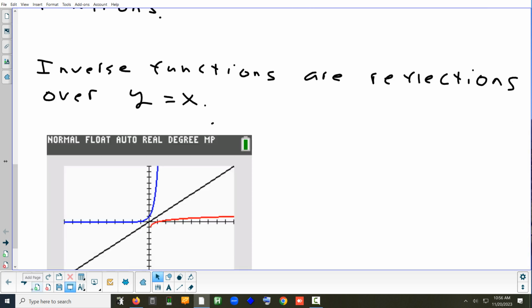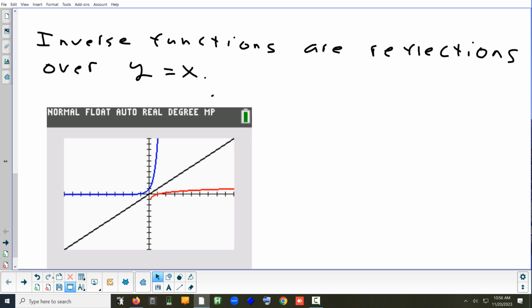Okay, so in blue, that's the exponential. In black, that's the line y equals x. And in red, well, that is a log function, but it's not drawn right. So the log function should look like this. It just keeps going down. Okay, so exponential, log, and if you could fold that right on the black line, the blue graph would land on top of the red graph. So logarithms and exponentials are mirror images over that diagonal line.